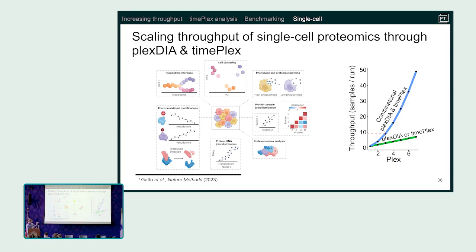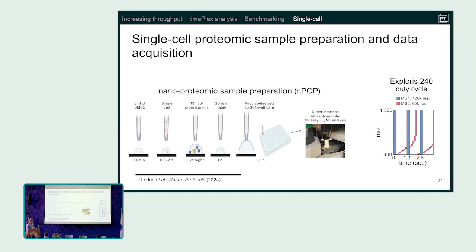And if you basically just rely on plexDIA or timeplex, it's going to give you this multiplicative effect. It's going to be very useful. But what would be even more useful is using this combined approach where you can really quadratically scale the throughput that you get by using both timeplex and plexDIA. So that's what we're going to demonstrate today.